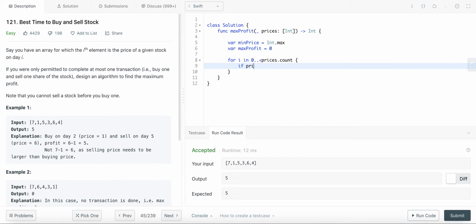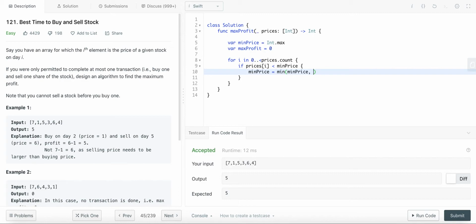Now, if you find a price which is lower than the min price, we simply update the min price, because it makes sense to inspect this new min price and see if subtracting this min price from a future higher price would give us the maximum profit. Now, if the price is not less than min price, it will have to be greater than min price because we have assumed that we won't have duplicates. Now, if we have a price that is greater than the minimum price that we have found until now, it is a candidate for a day when we can sell the stock at.